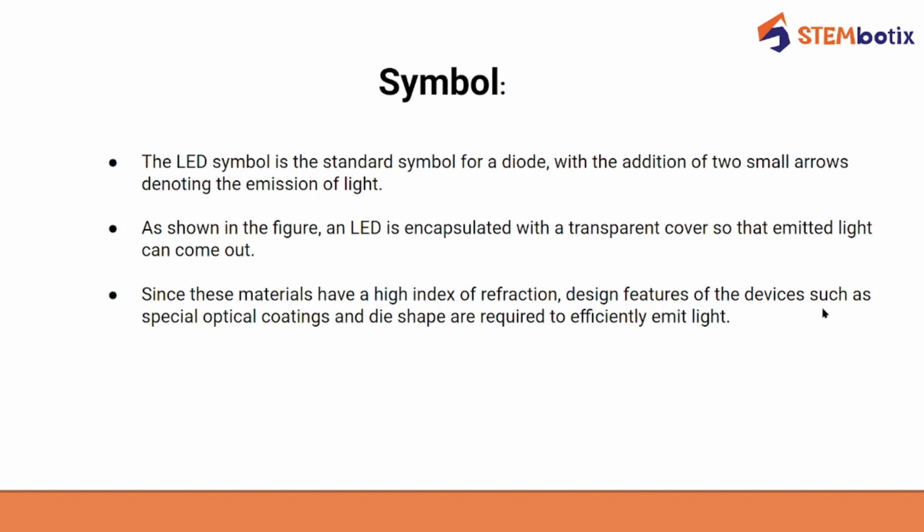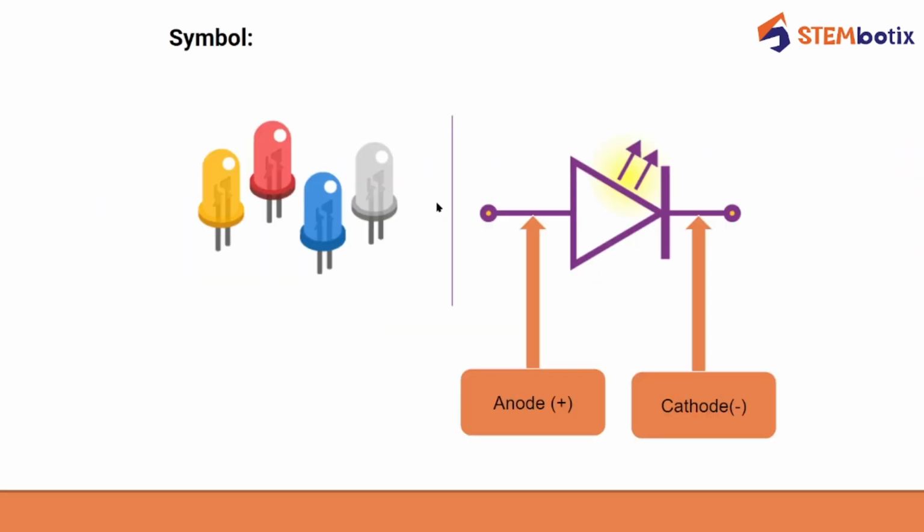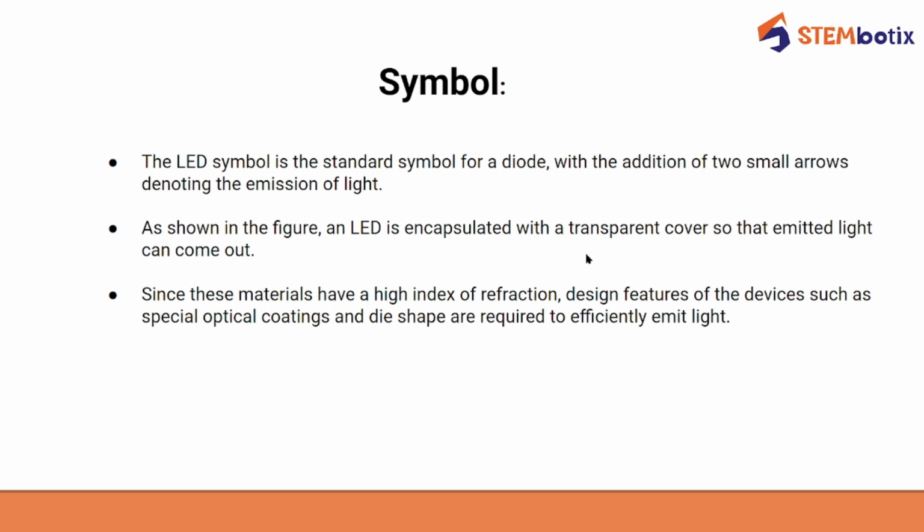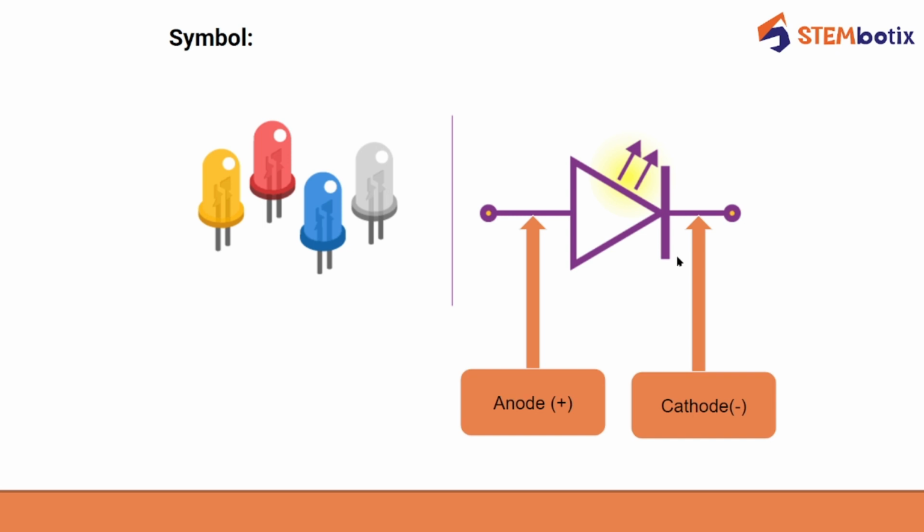As shown in this figure, the LED is encapsulated with a transparent cover so that the emitted light can come out. Since these materials have a high index of refraction, design features of the device such as special optical coating and die shape are required to efficiently emit light. So these are the necessities to efficiently emit the light. These are the different colored LEDs.